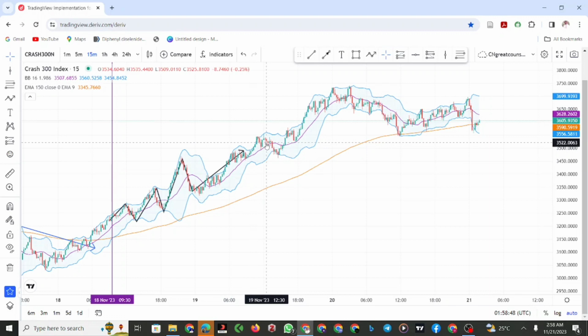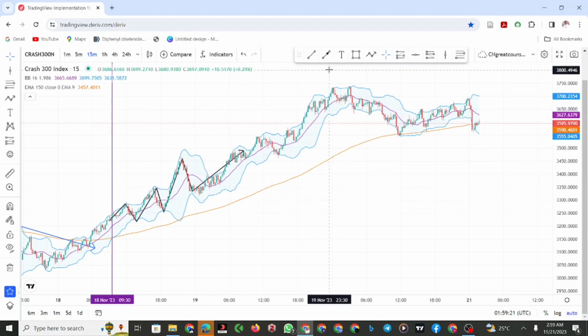Now the pullback you are looking out for is such that A, price pulls back to the middle line of the Bollinger Band. These are the two scenarios that you can take your trades, okay? Price pulls back to the middle line of the Bollinger Band, which offers you lower probability, but of course happens more often. You can still take such trades, like I said earlier. Okay, now the second scenario is where price pulls back to the lower band of the Bollinger Band. This was where that one happened, right? Here at this point.